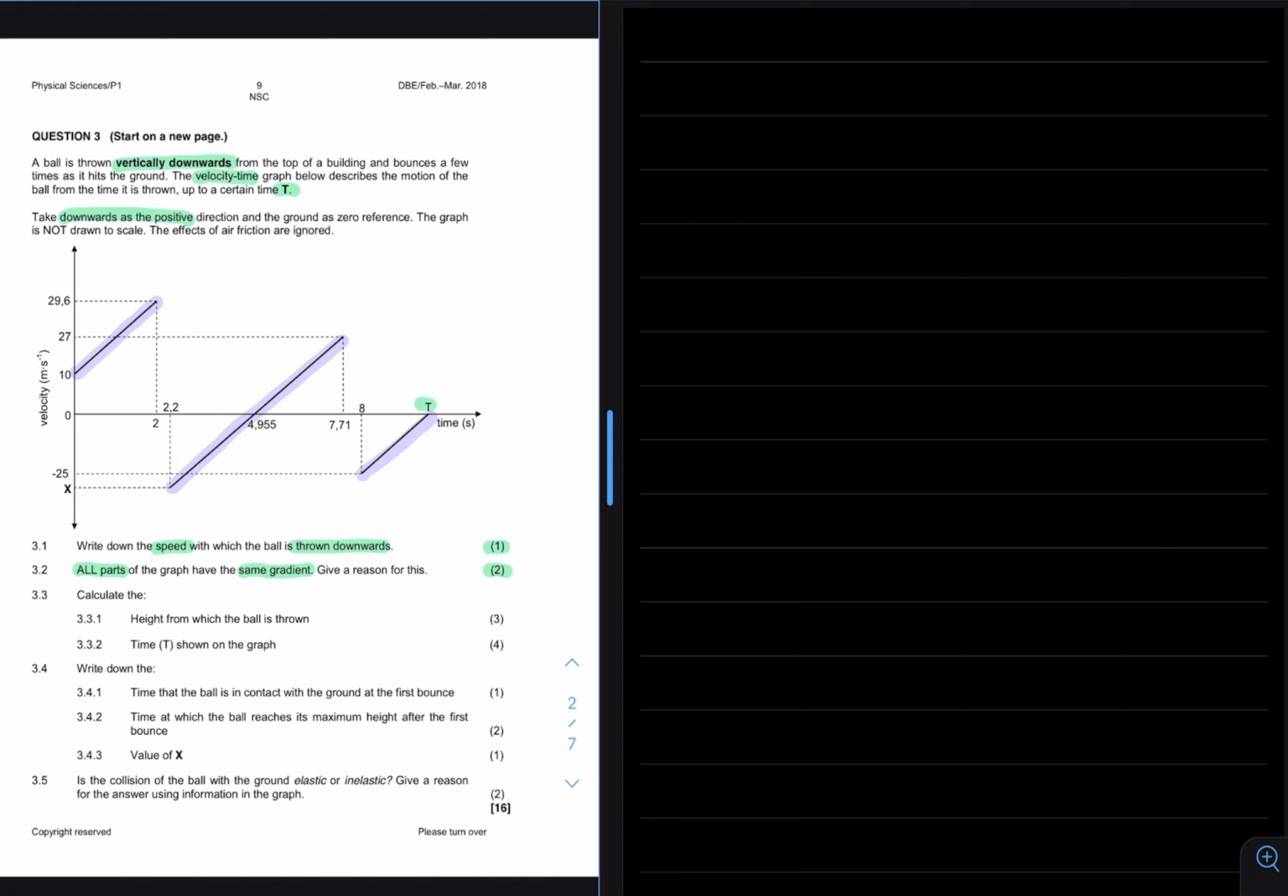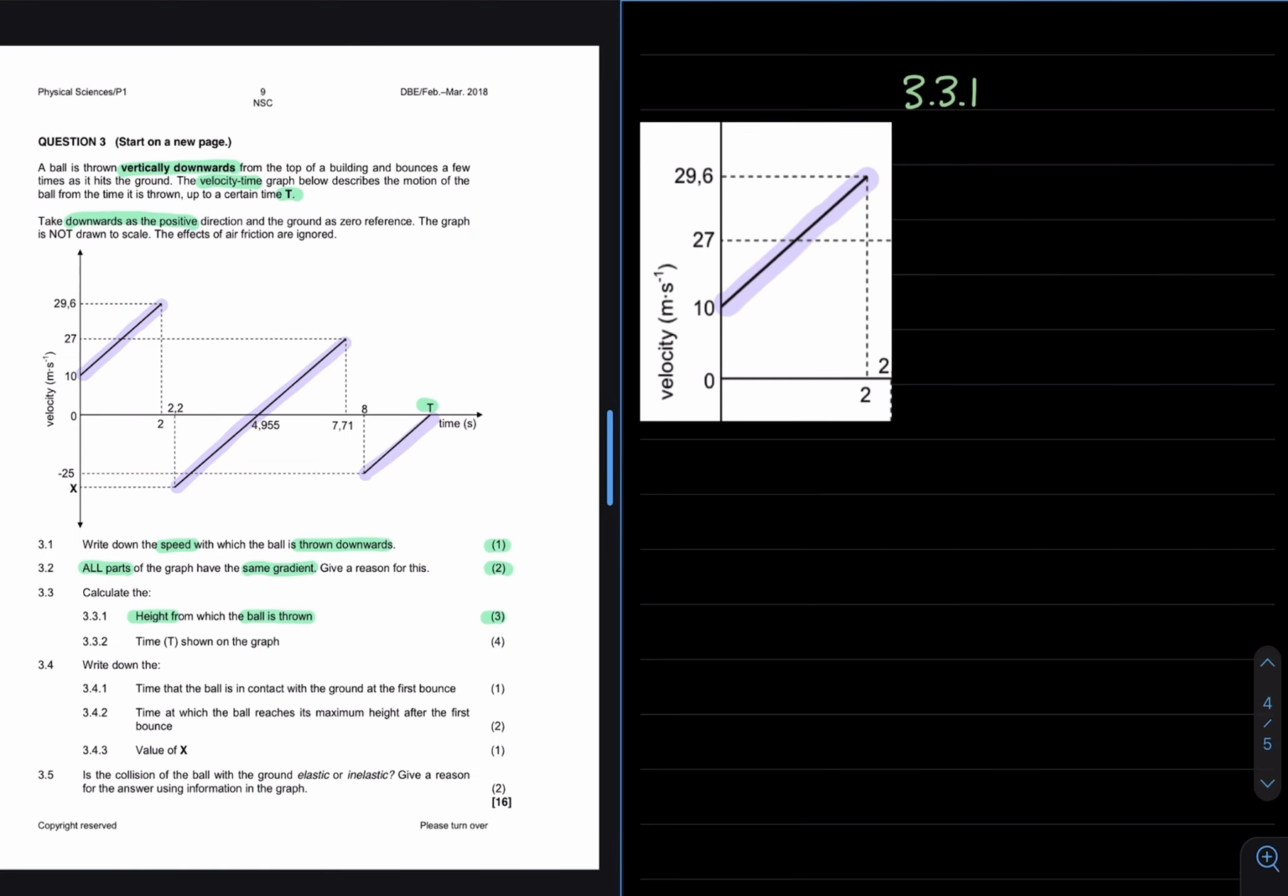In 3.3.1, we are asked to calculate the height from which the ball is thrown for a total of 3 marks. In order to solve this problem, I need only to make use of this initial projectile path, where I have an initial velocity of 10, a final velocity of 29.6 just before it hits the ground, and it takes a total of 2 seconds for this motion to happen.